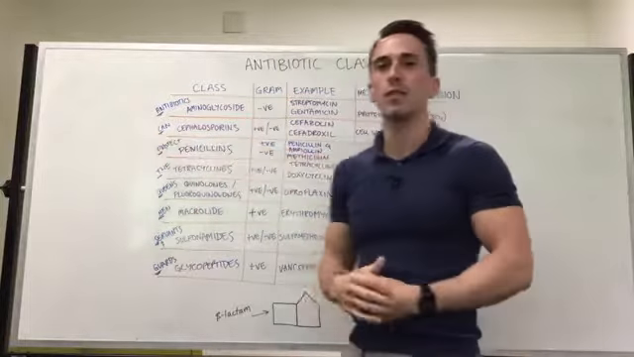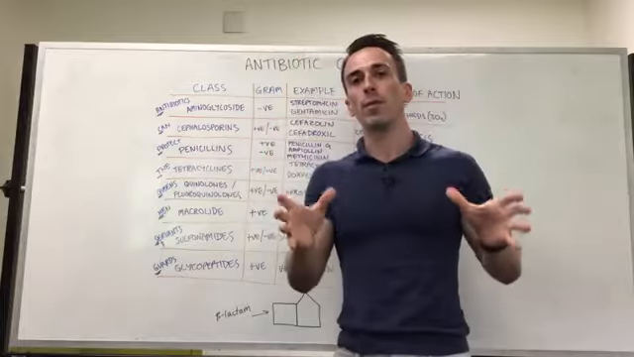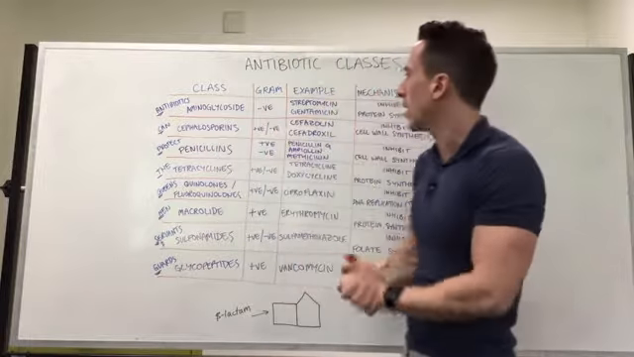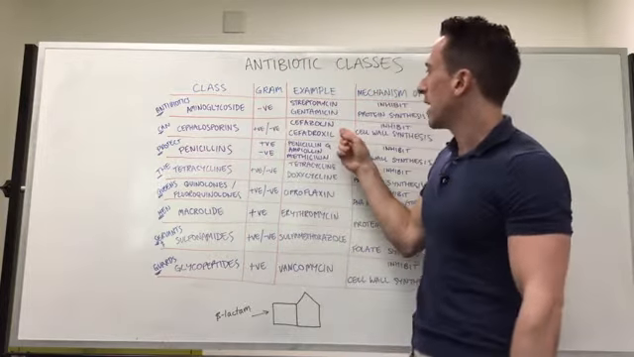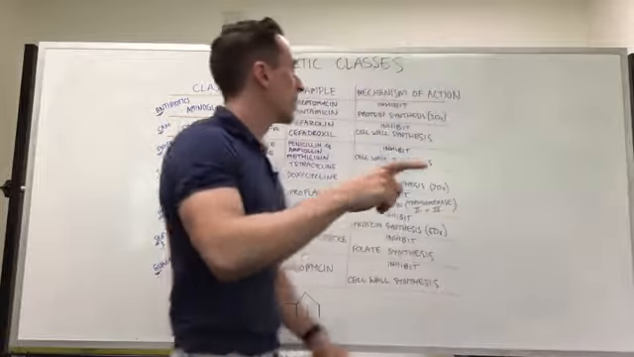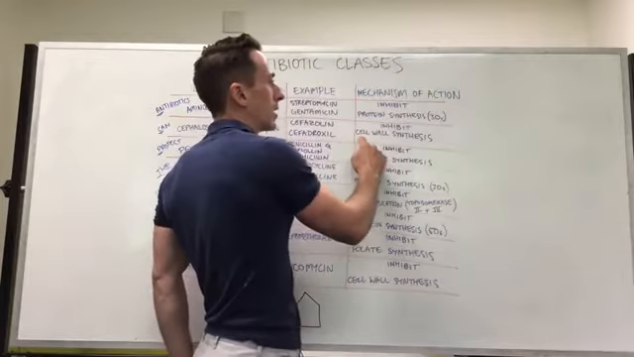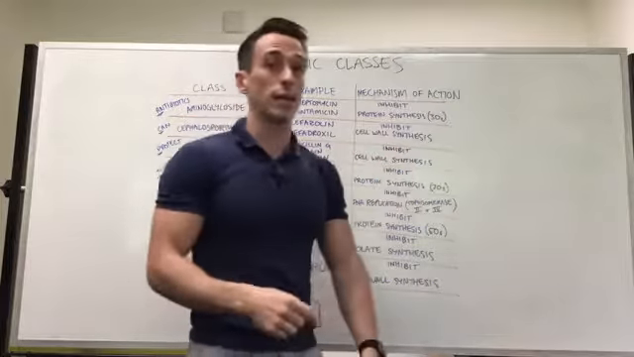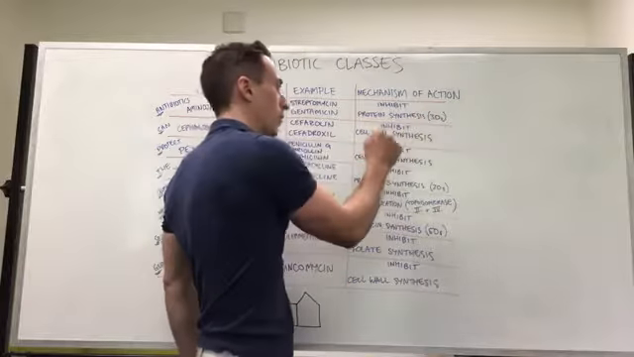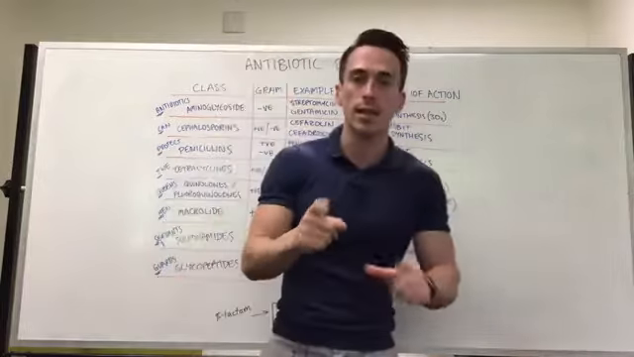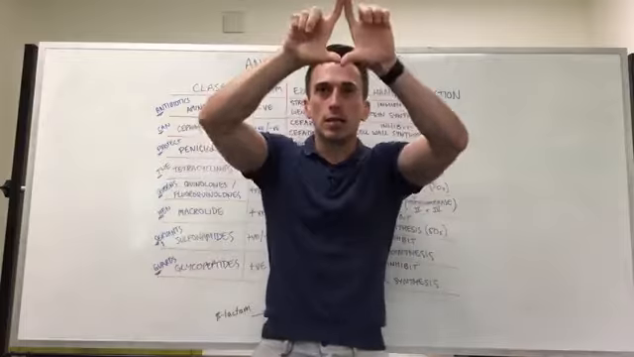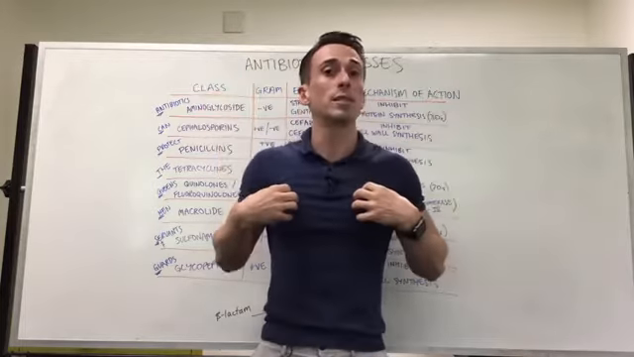The C stands for cephalosporins. They will kill off both gram-negative and gram-positive bacteria. Examples are cefazolin and cefadroxil, and they kill bacteria by inhibiting cell wall synthesis. So I shouldn't say again, we said protein synthesis for the first one, cell wall synthesis in this case. Remember, bacteria cells are surrounded by a cell wall, human cells are not.